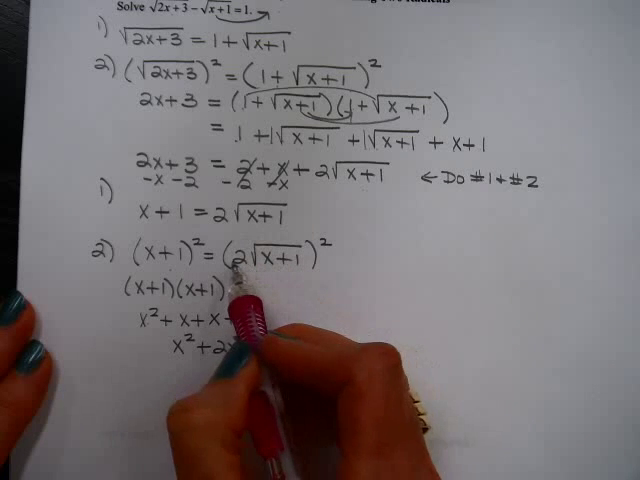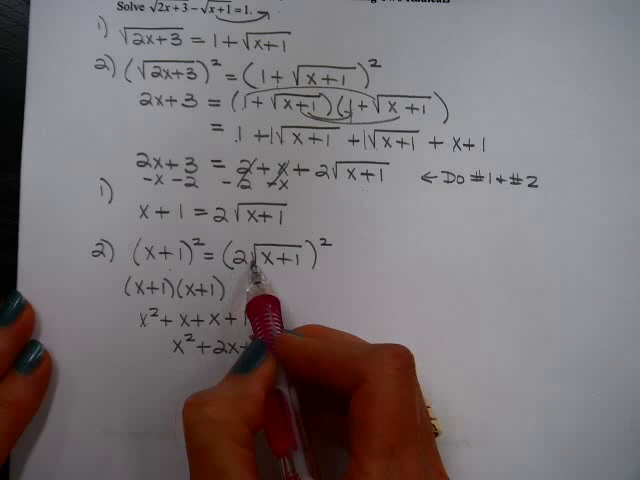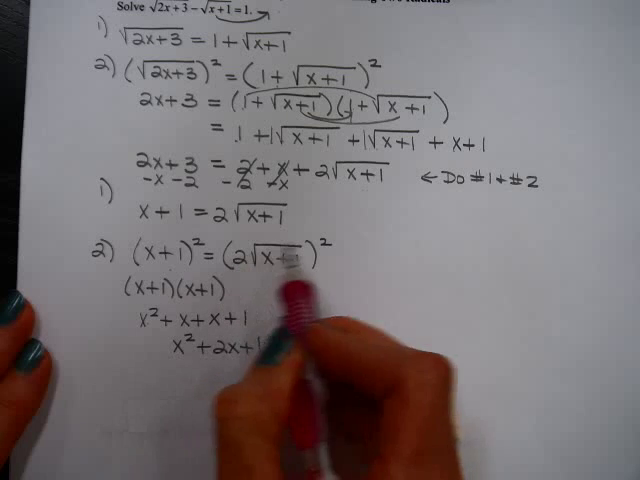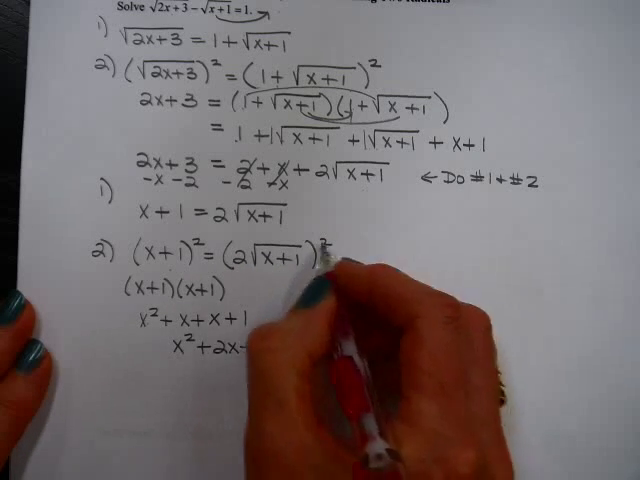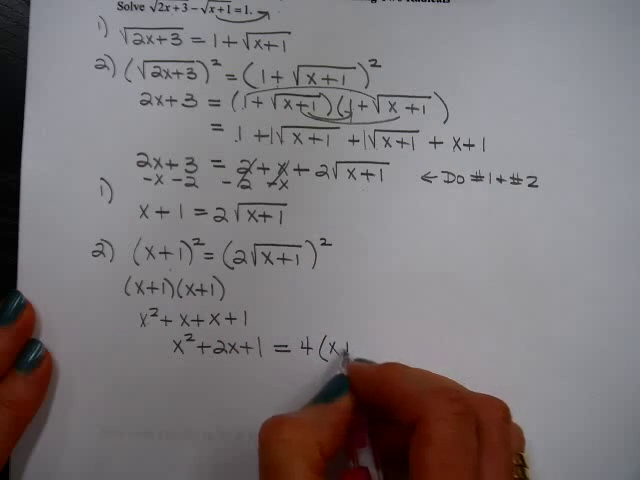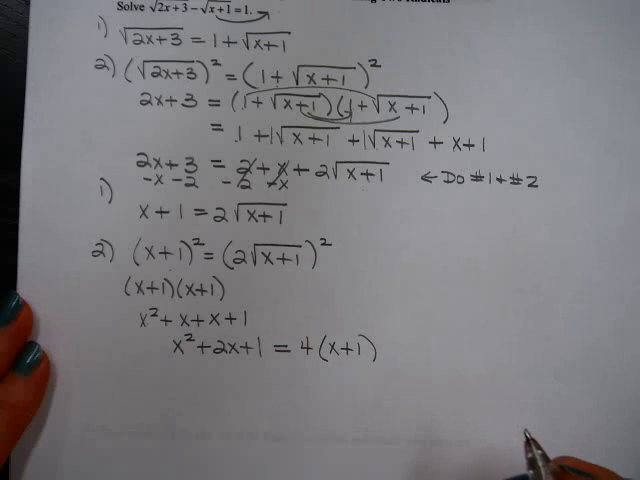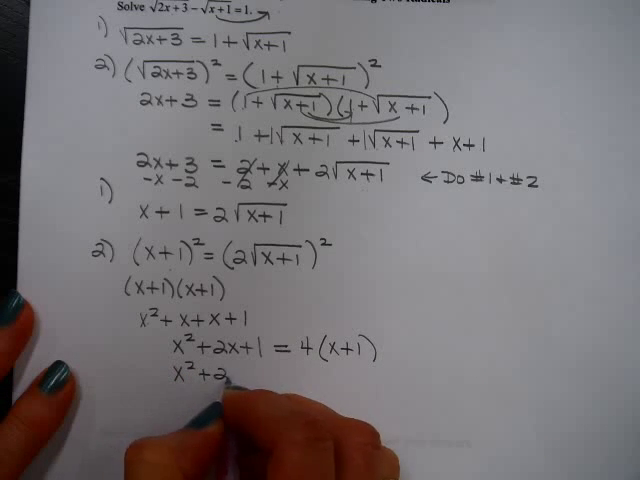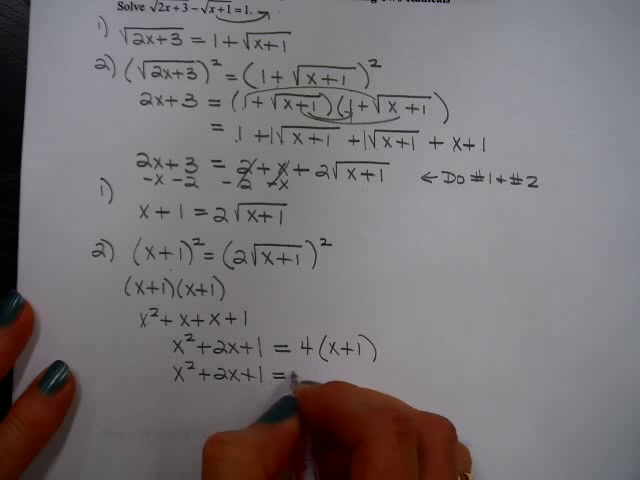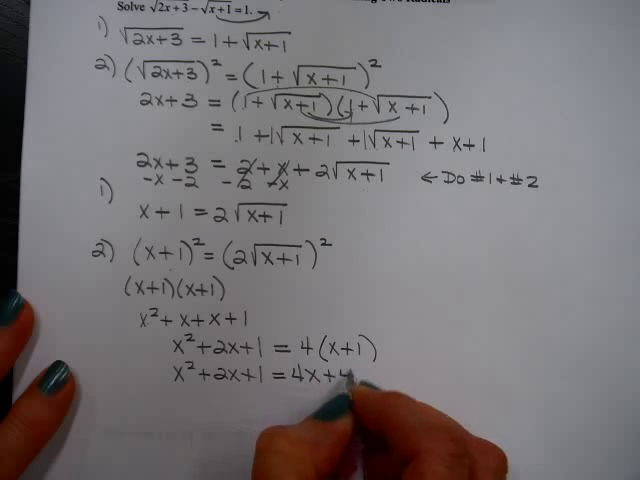You square this. These are multiplied together. This is not a binomial, so you square each of these. 2 squared is 4, and square that square root, you get x plus 1. Distributive property, x squared plus 2x plus 1 is equal to 4x plus 4.